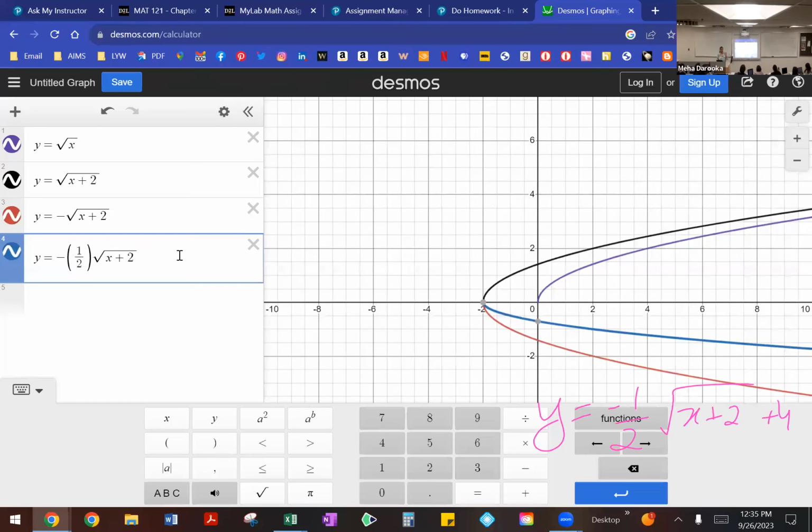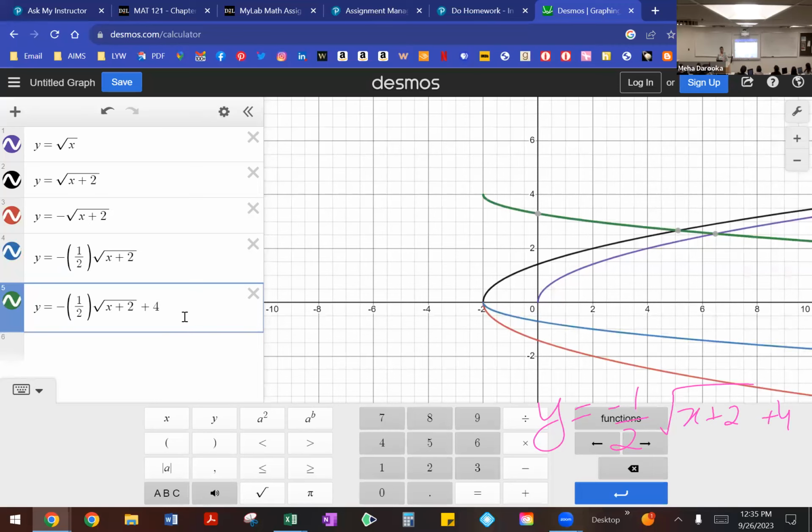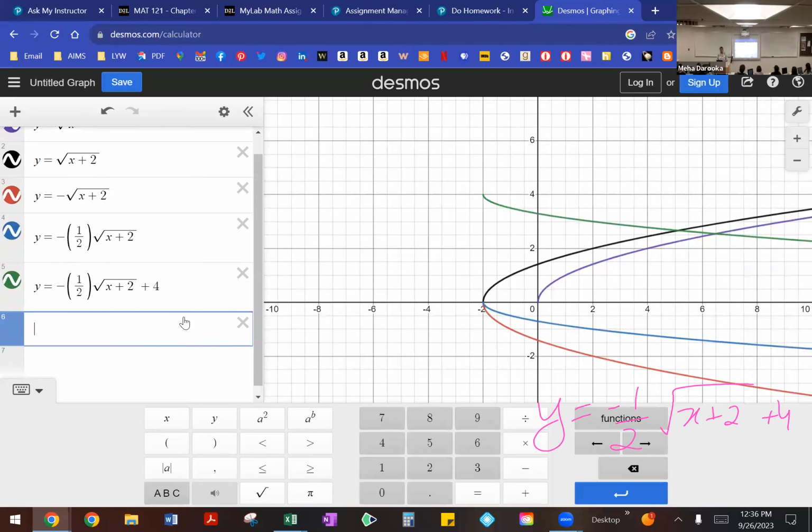So this is where the shrinking happened, and it has changed the shape of our graph. You can see the red one was a little bit wider, and this one has become a little bit narrower. So in this case, that's the shrinking that has happened. And then the very last thing we do is the vertical transformation, which is where we're now doing that +4 at the end, and you should see that takes our graph and moves it 4 units up.